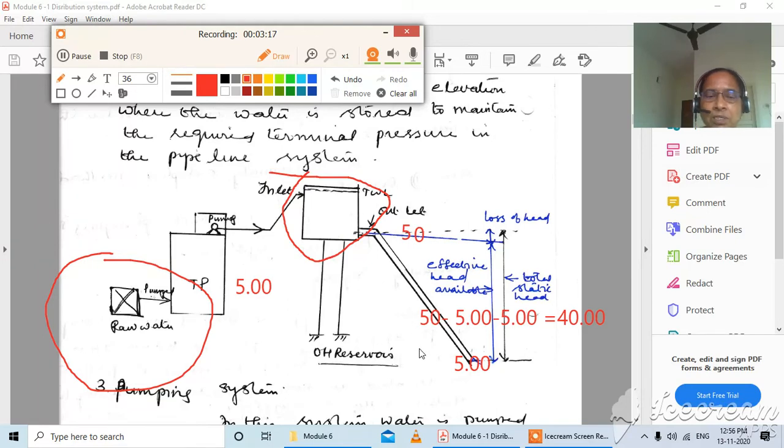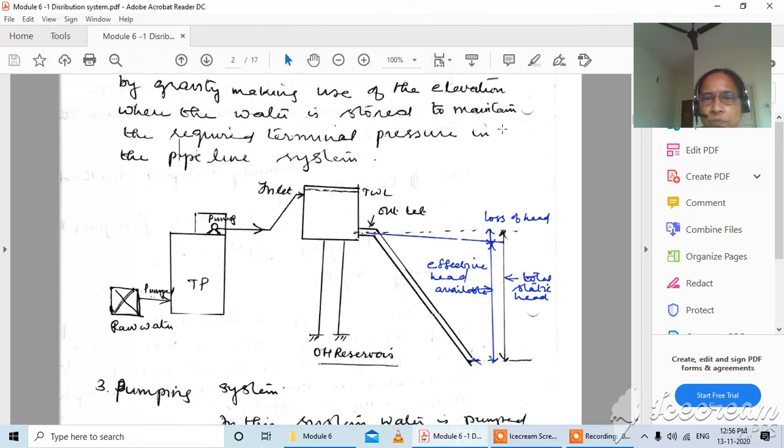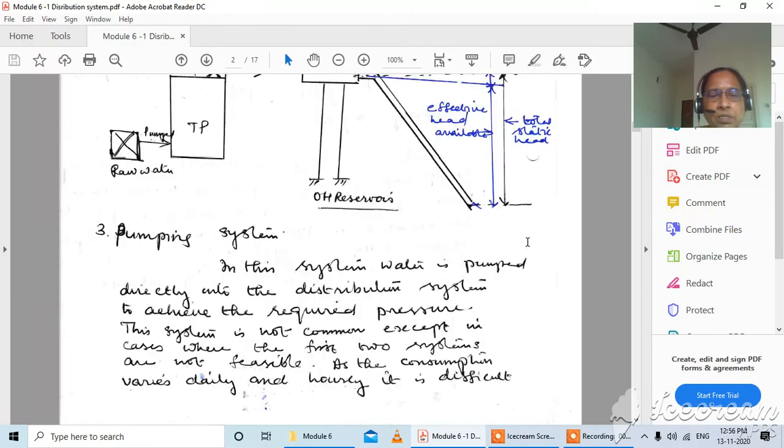Okay, so this is the second type of distribution. Now we will discuss the third one, that is the pumping system. Here in this system, water is pumped directly into the distribution system to achieve the required pressure. This system is not common except in cases where the first two systems are not feasible.